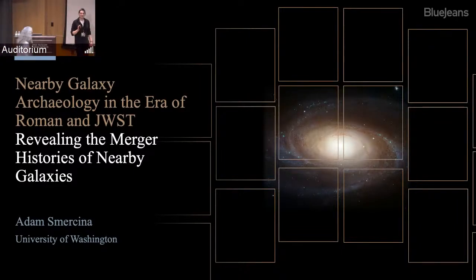Okay. Hi, everyone. I'm Adam Smercina from the University of Washington. And I'm going to tell you today a brief overview of what I think a renaissance in our understanding of the merger histories of nearby galaxies is going to look like with Roman and JWST.